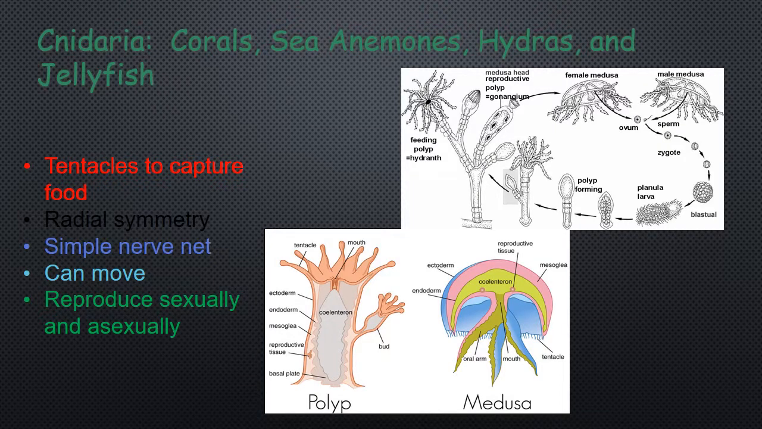And some characteristics of Cnidaria. They use tentacles to capture food. They have radial symmetry. They have a simple nerve net. They can move. Some move more than others. They have two different states, polyp and medusa. Usually when they're polyp, they don't move, and then in the medusa form, they do move. And they reproduce sexually and asexually.